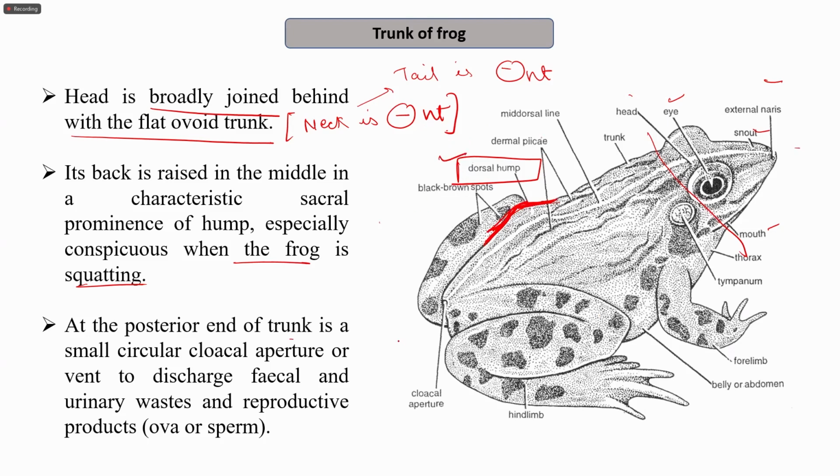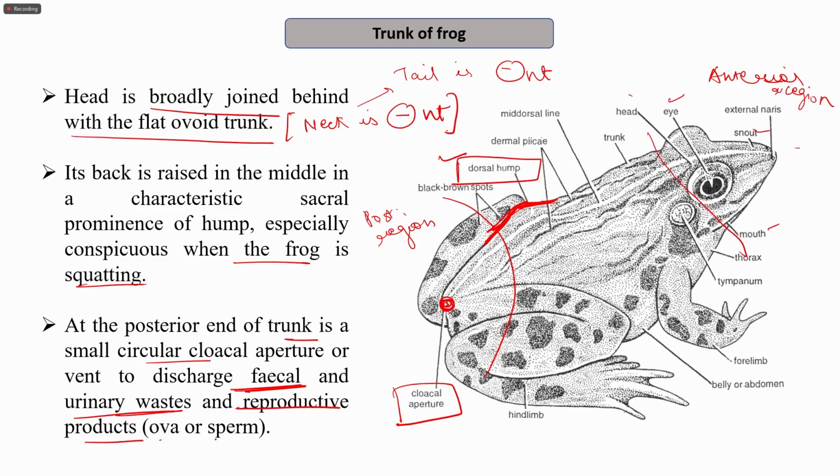At the posterior end of the trunk is a small circular cloacal aperture. This is the anterior region, which is towards the head, and this is the posterior region. On the posterior side, you can see an aperture, which is the opening. This aperture is known as the cloacal aperture. It helps in the discharge of fecal and urinary waste, as well as the reproductive products like ova or sperm to be discharged outside the body.